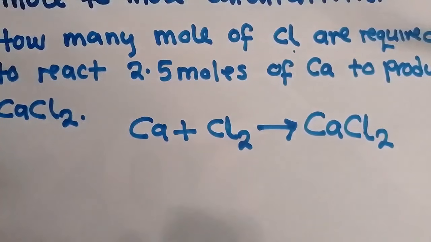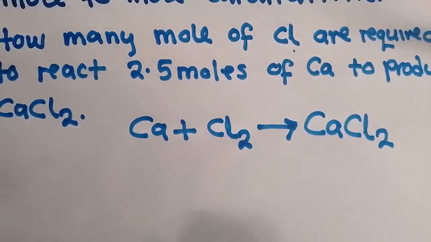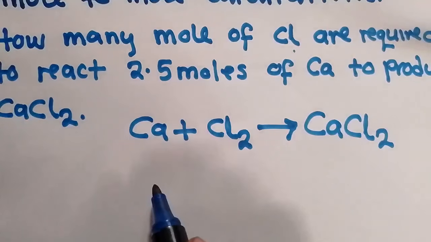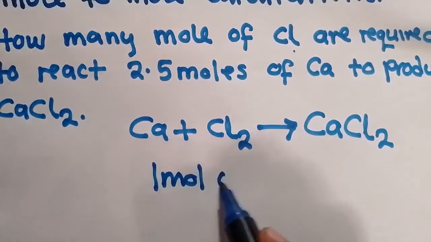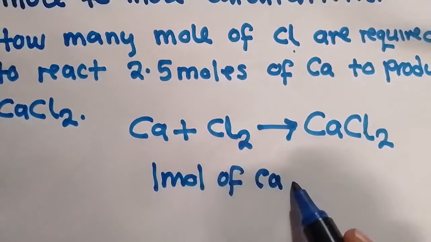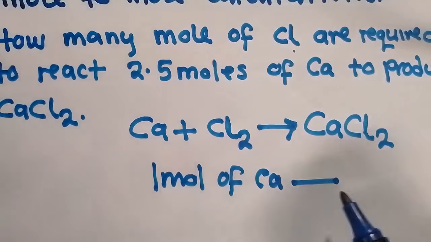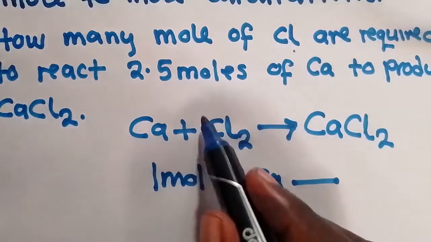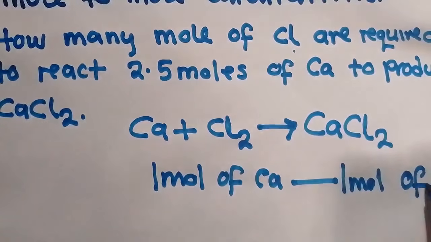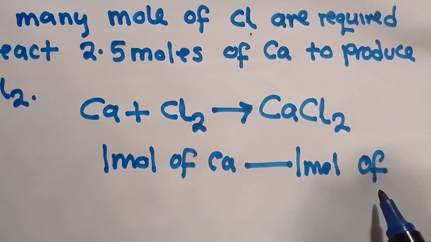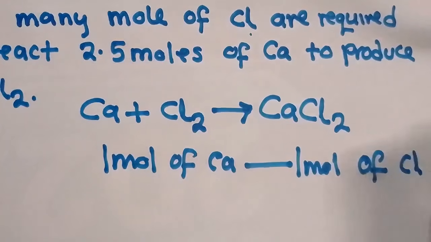So how can you go about this question? What you're going to do is, how many moles of calcium this side? We've got 1 mole of what? Calcium. 1 mole of calcium. Then how many moles of chlorine this side? How many moles? 1. So you say 1 mole of what? Chlorine. This is what you're going to do.